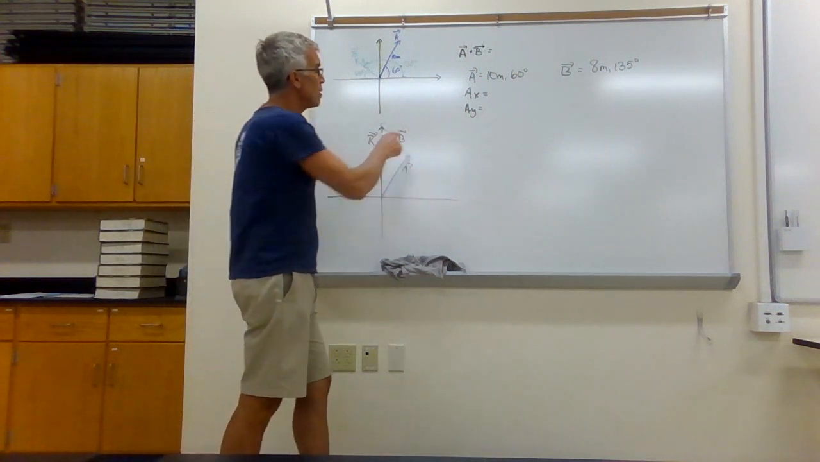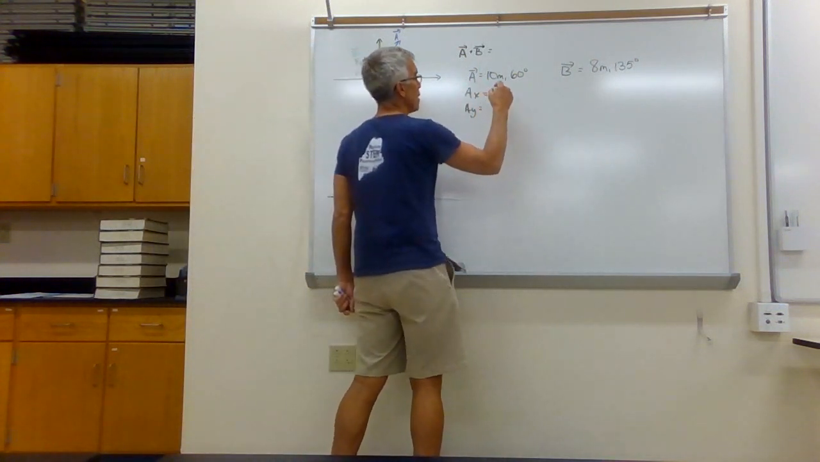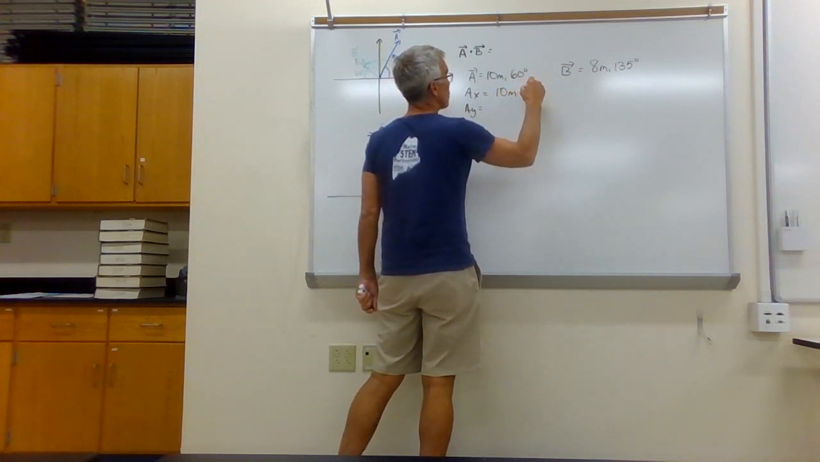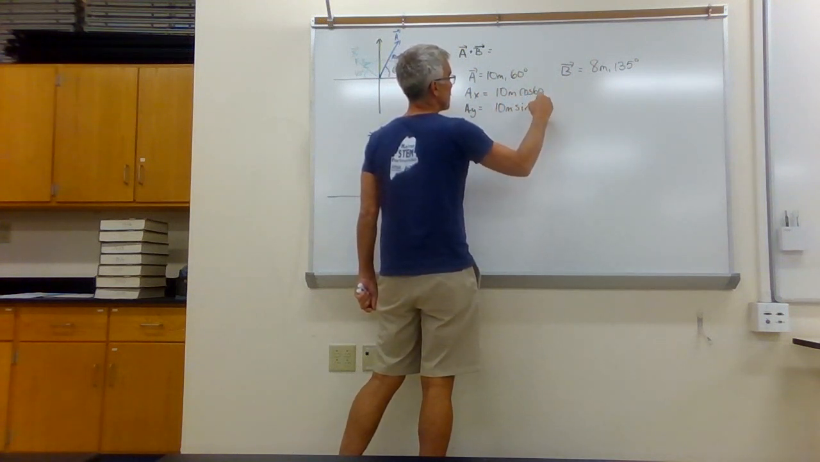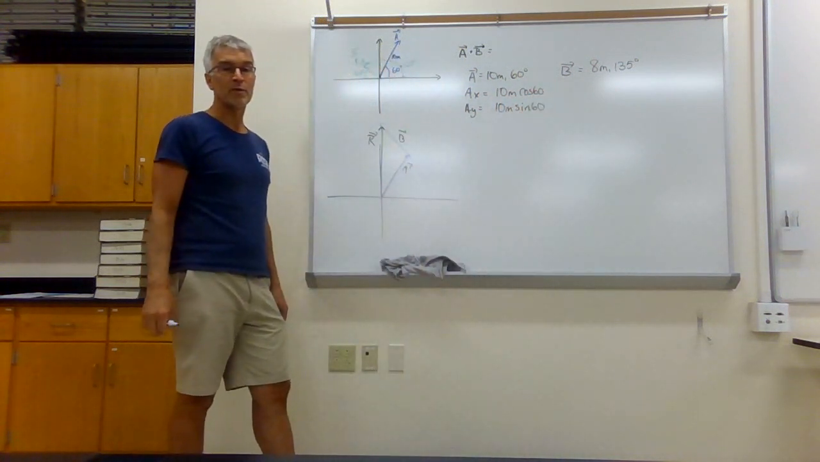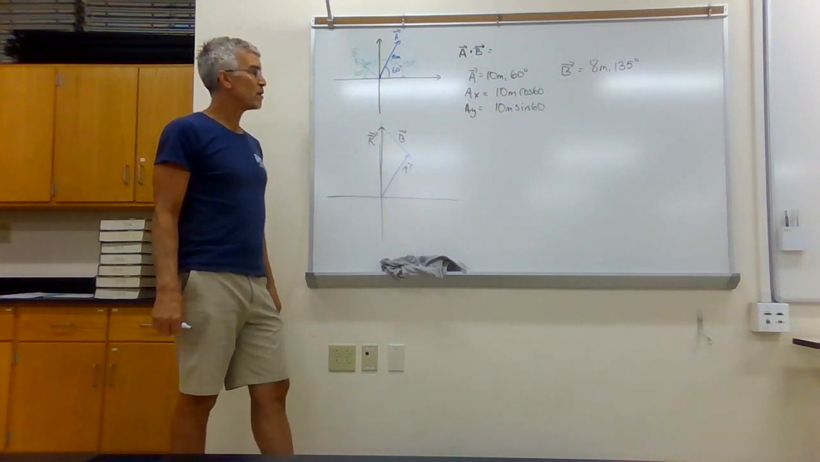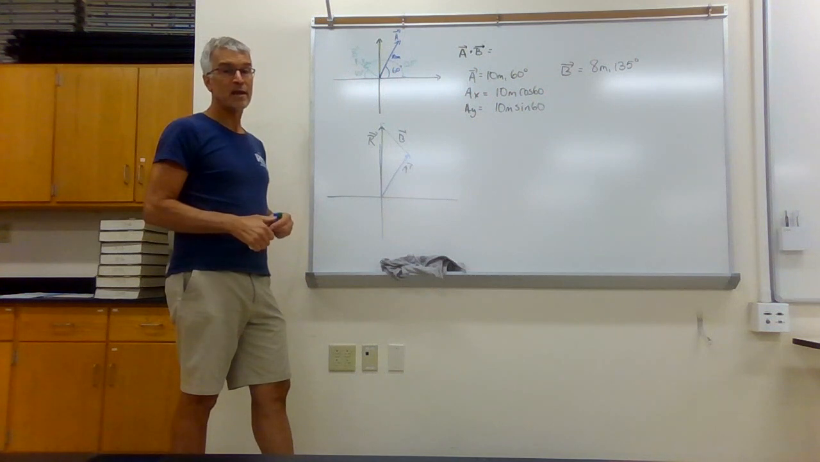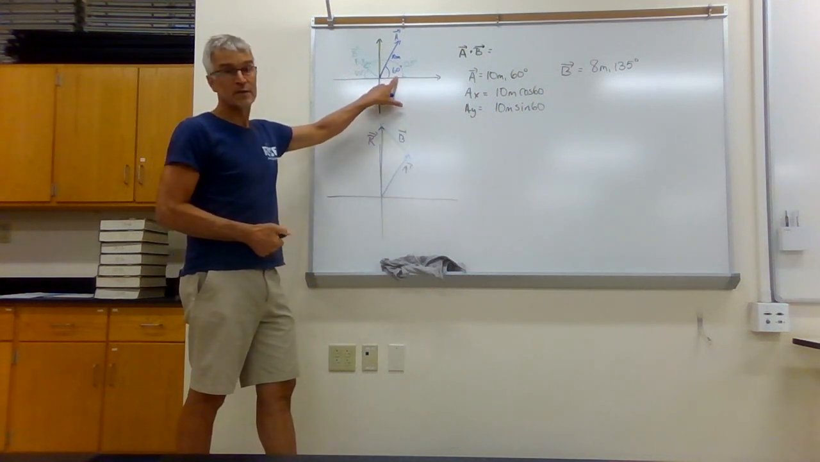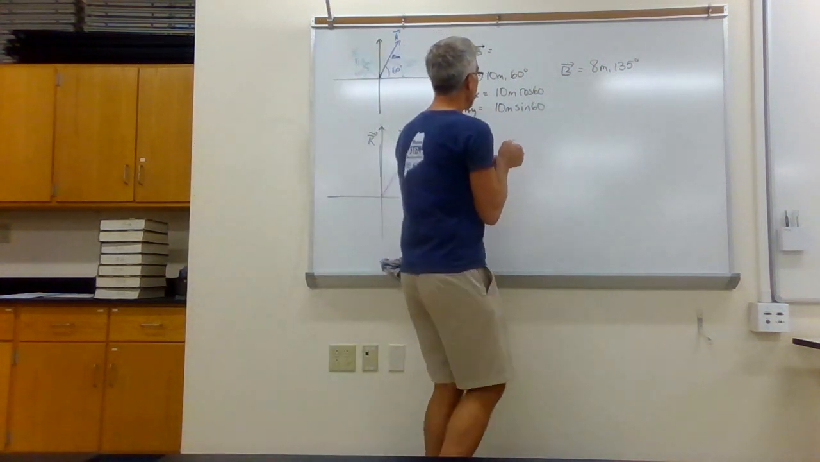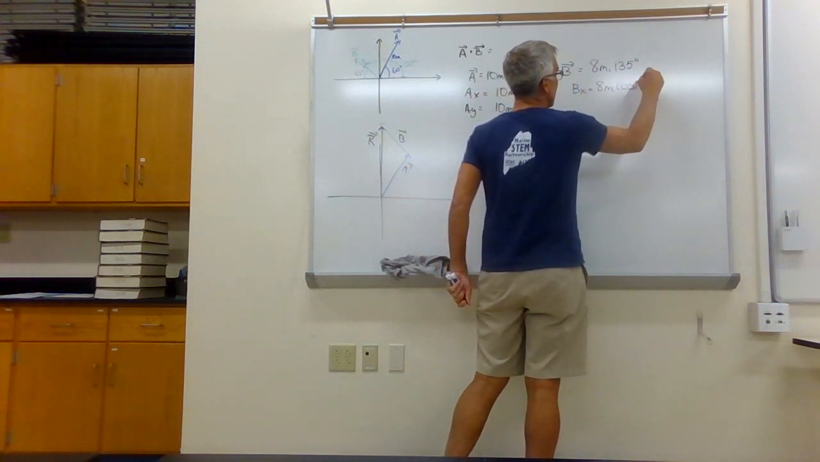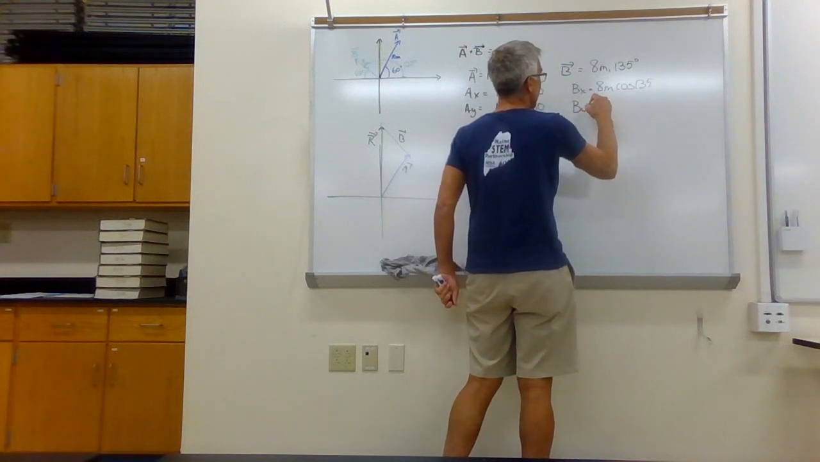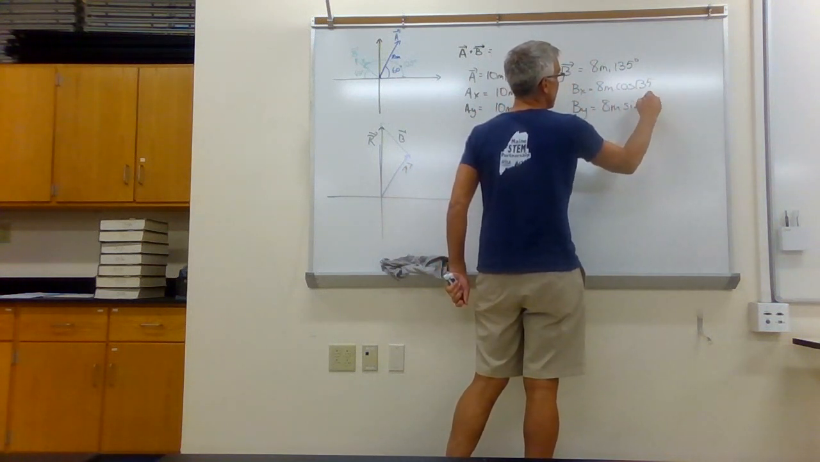We know that the x component of vector A is going to be 10 meters cosine 60. The y component is going to be 10 meters sine 60. For the x component, we always use cosine. For the y component, we always use sine, if we're using this angle from the positive x-axis. If we do the same thing for vector B, the x component of vector B is going to be 8 meters cosine 135. The y component of vector B is 8 meters sine 135.